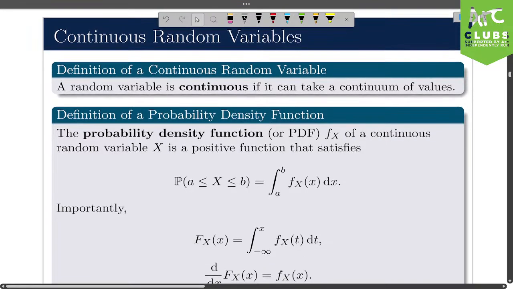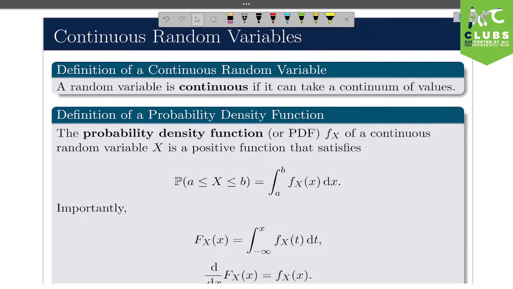Continuous random variable. A random variable is continuous if it can take a continuum of values. If you were measuring, I don't know, the position of something in x, y, z space, x can take on any value depending on how accurate you want to be. That's what a continuous random variable is. It's just an outcome of an experiment where the outcome can be a continuous value.